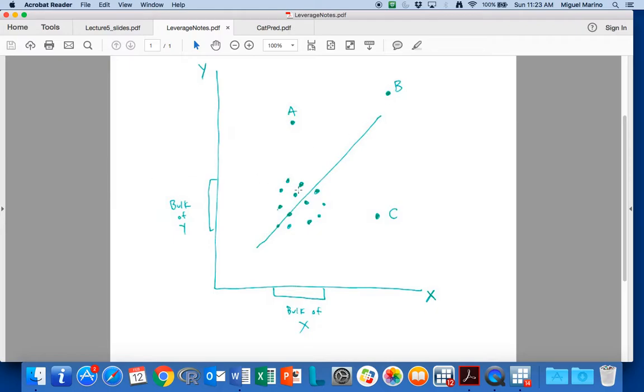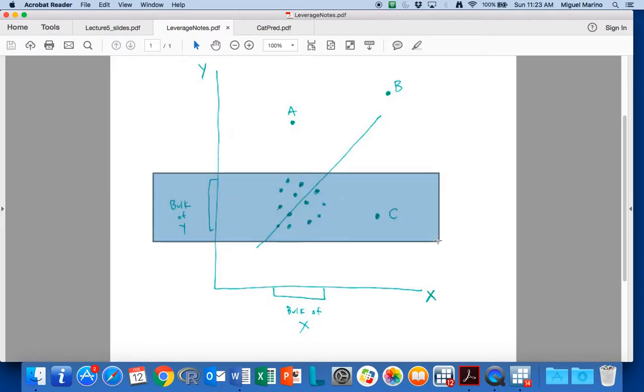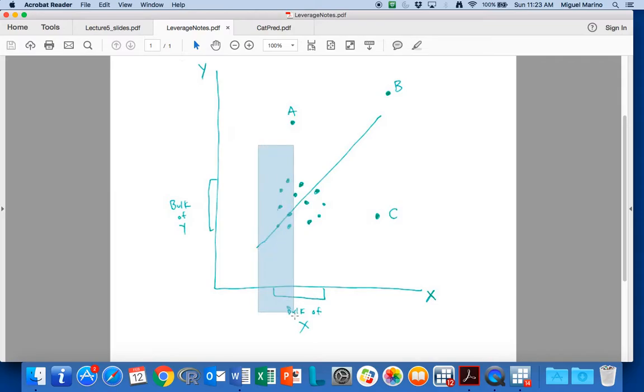And so now let's consider the scenario where you have C. Again, ignore A and B right now, but what if you have an outlier that is within the bulk of Y, so it's within that range, but it's outside the bulk of X, right? So it's outside the majority of X values. In this scenario, this is actually very problematic.